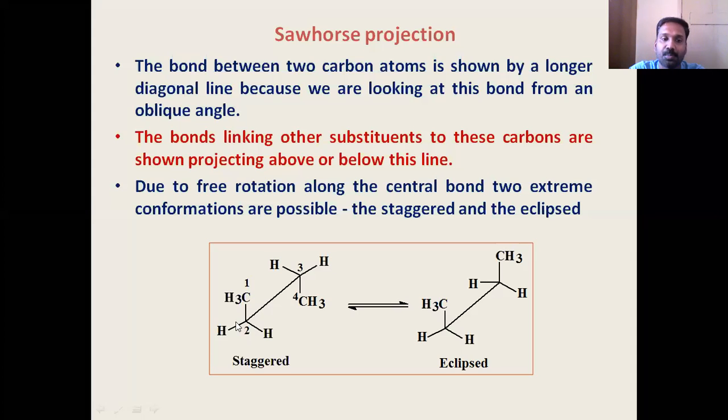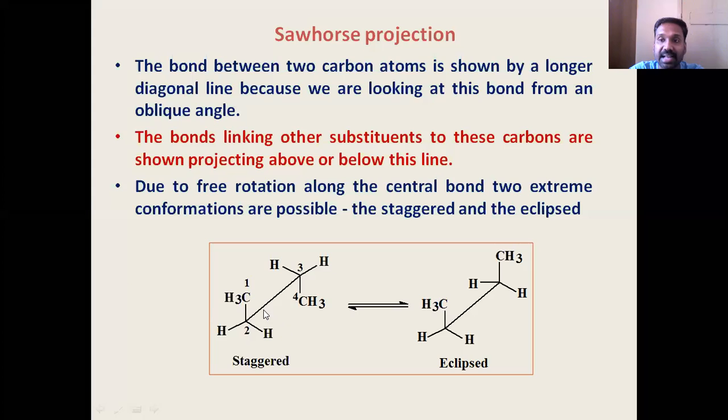And then put the bonds which show the substituents on the second carbon atom, and put the lines to show the substituents on the third carbon atom. So this will be the Sawhorse projection of butane. This is again a Sawhorse projection of butane. But what is the difference? This is the staggered projection. This is the eclipsed projection.